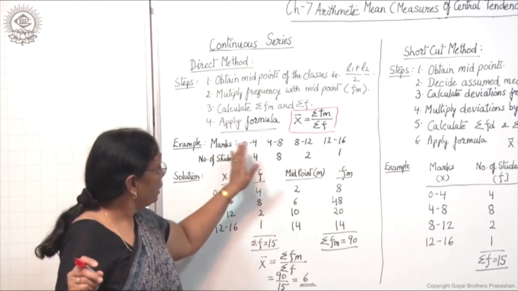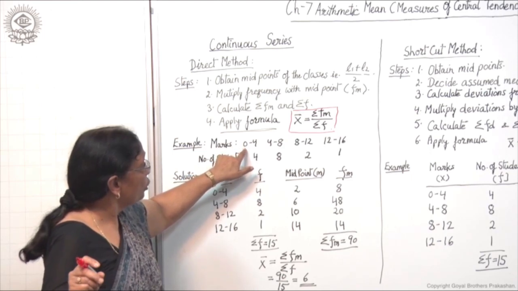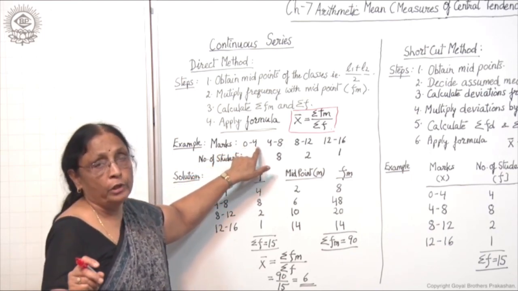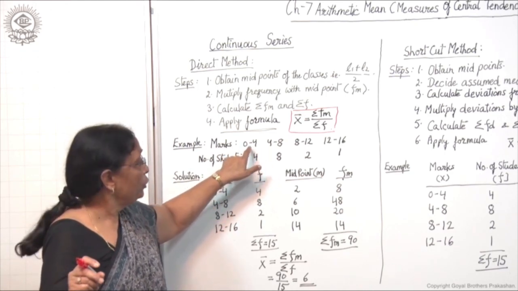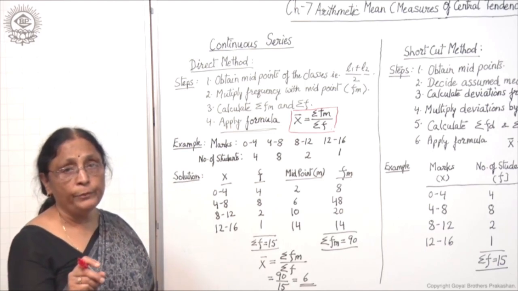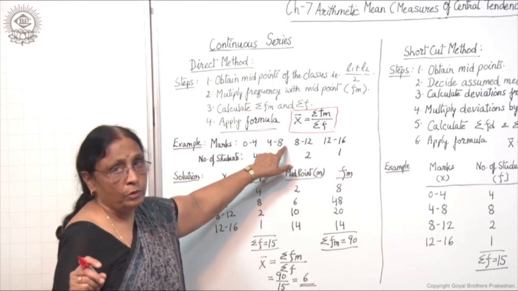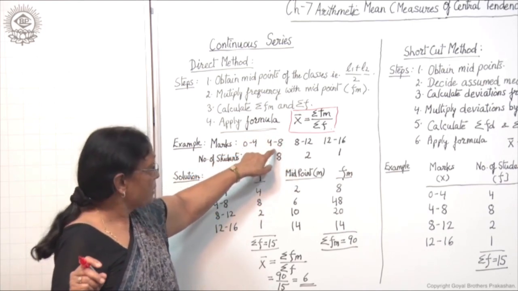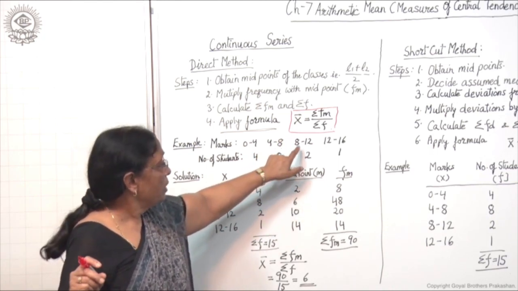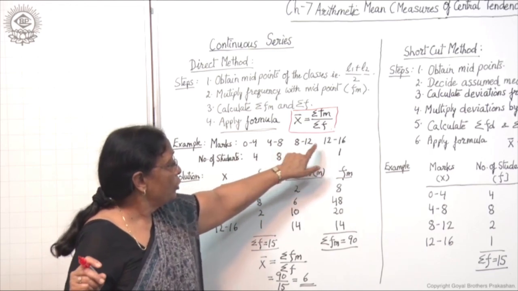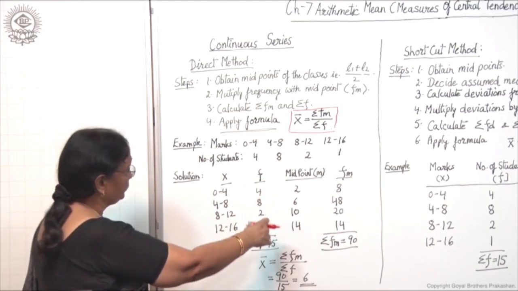Right? Now here again, what is the lower limit in this class interval? In the first case, lower limit is 0, upper limit is 4. How will you calculate the midpoint? 0 plus 4 divided by 2. This will give you the midpoint, right? Same way 4 plus 8 divided by 2. That will be how much? 6. 4 plus 8 is 12 divided by 2, that will be 6. 8 plus 12 divided by 2. 12 plus 16 divided by 2. You will get the midpoints. This I will show you here.